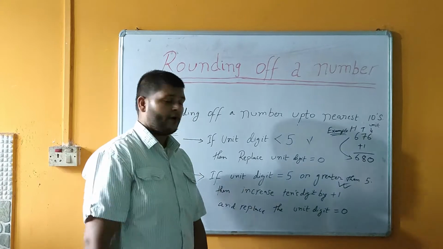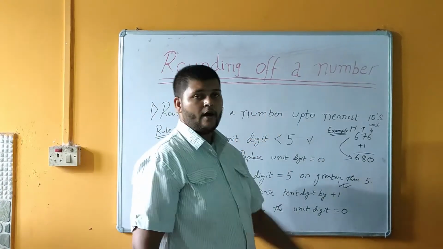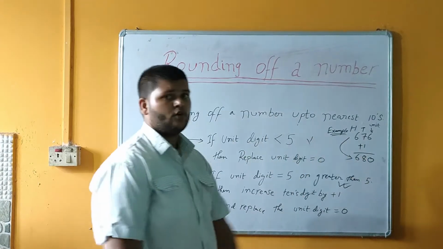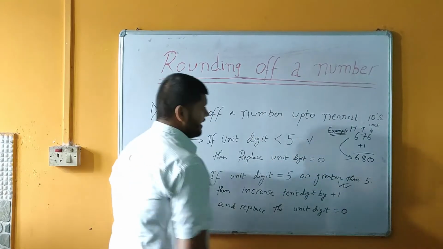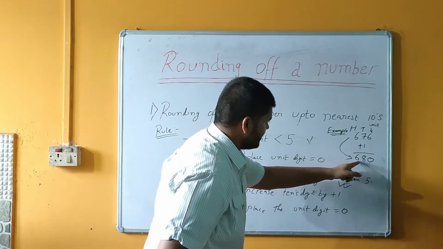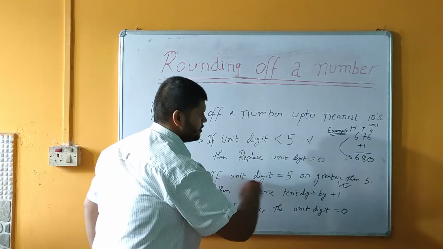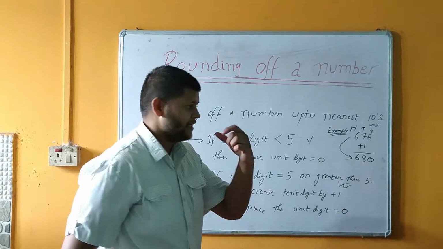So remember one point, when you are looking for rounding of a number up to the nearest tens, the unit digit has to be 0 at every instant of time. If it is 0, then we can say that this number, what we have obtained by following this rule, is the rounded off number up to the nearest tens.